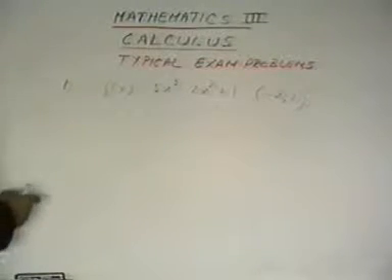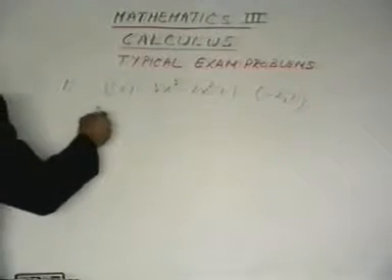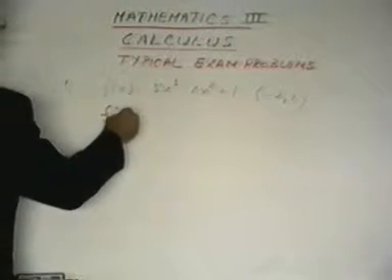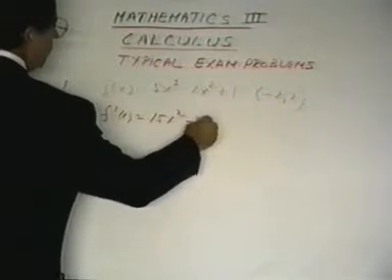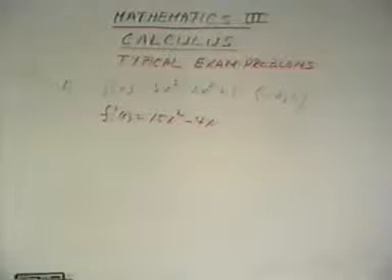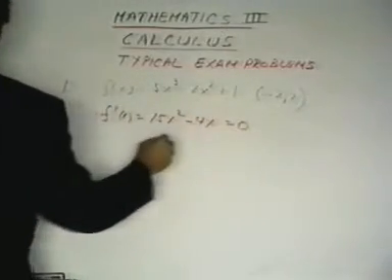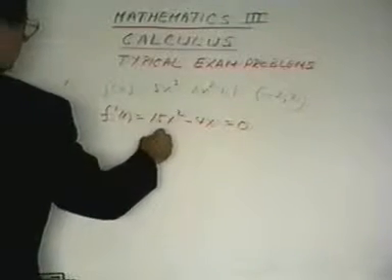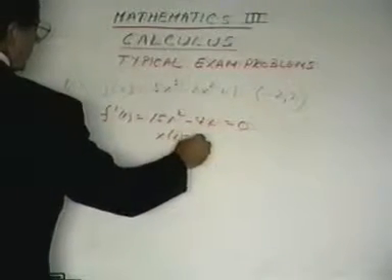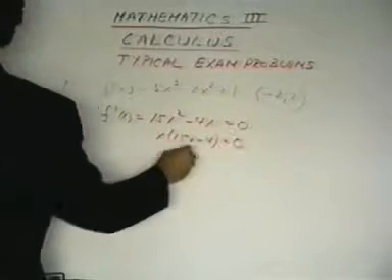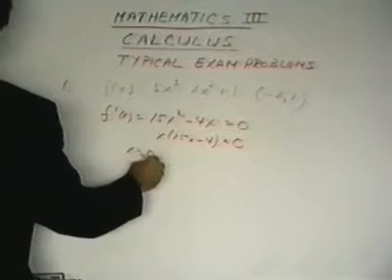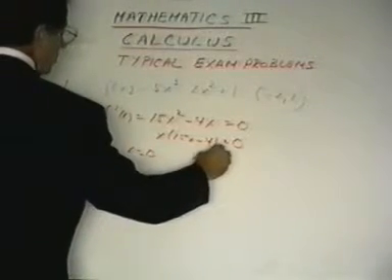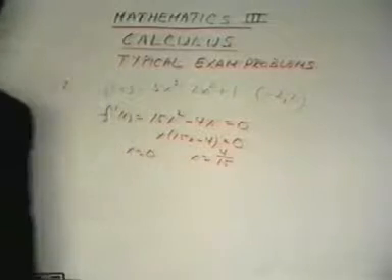Let's see what happens. The first thing I do is I differentiate this function. F prime of x is equal to 15 times x squared minus 4 times x. I set this equal to 0, and I get then that x times 15x minus 4 is equal to 0. So the solutions are x is equal to 0 or x is equal to 4 over 15.